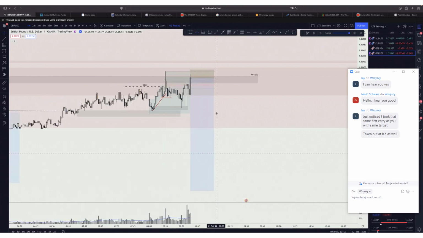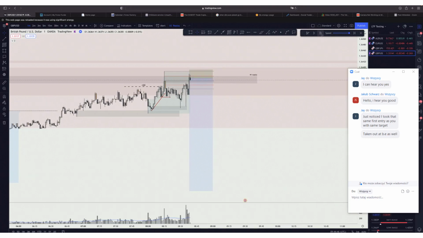For me, in exactly that moment, the volume is very high, and that's just strange price action. I don't remember anything like this. Let's have a look at the next candle. Maybe I should have waited.